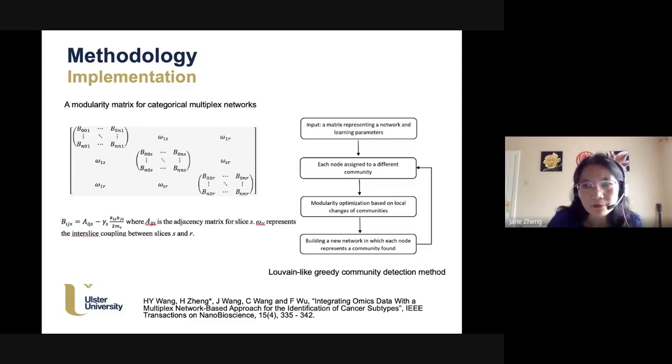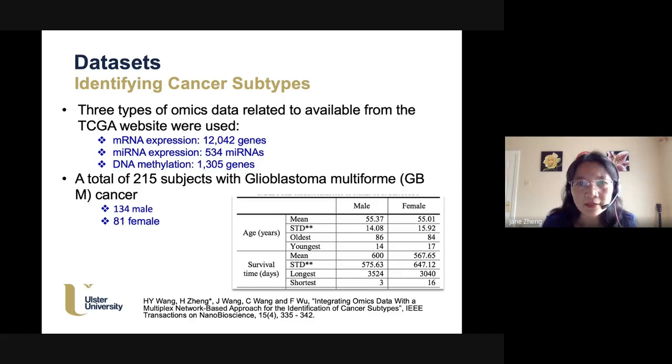Okay, so we applied this method to the cancer data. We take the data from the TCGA website, and that contains three types of genomics data: DNA methylation, mRNA, and miRNA expression. So we have different genes. And it's very useful that it also contains the patient's information data, so we have the patient's age and survival time, etc. And that's quite useful to see how the treatment response would be.